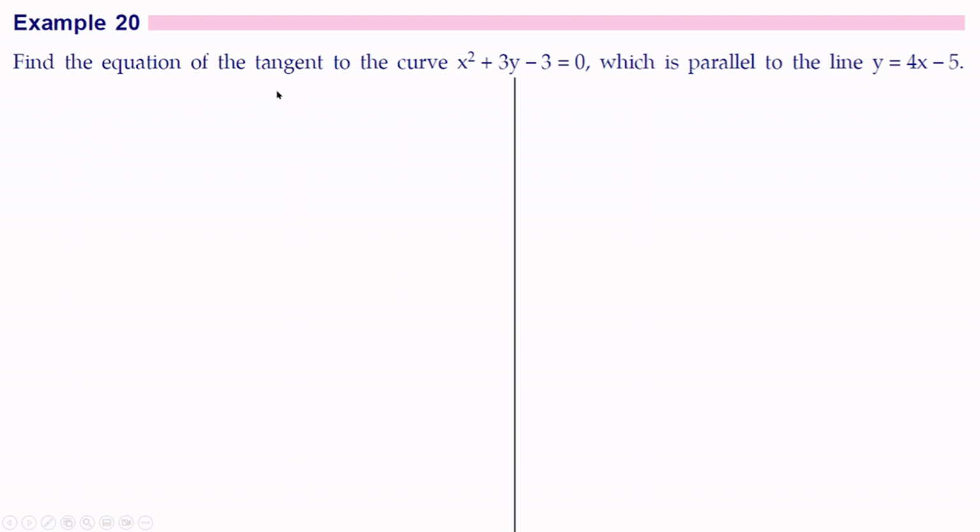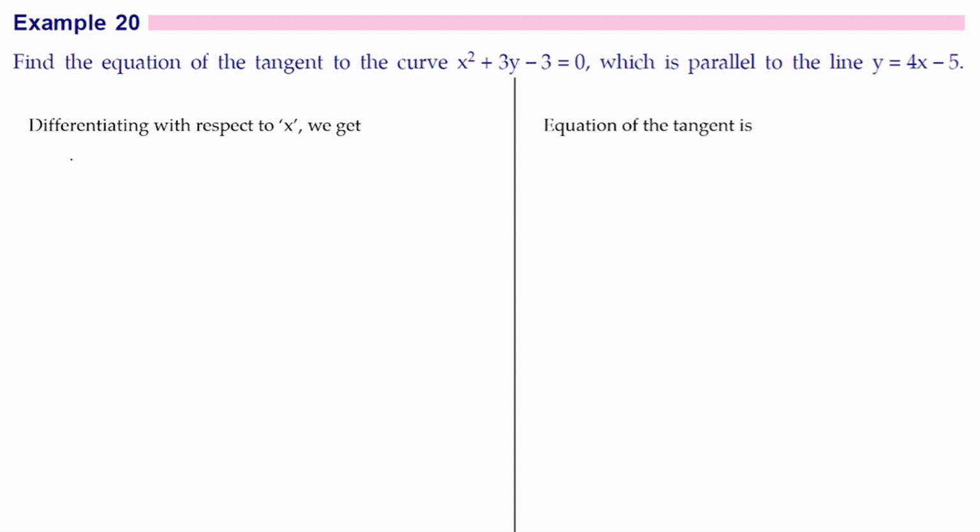Next example, find the equation of the tangent to the curve x square plus 3y minus 3 equal to 0, which is parallel to the line y equal to 4x minus 5. So here we need to find the equation of the tangent to this curve, which is parallel to this line. If the tangent is parallel to this line, then the slope of the tangent and the slope of the line will be equal. So the slope of the tangent is 4.